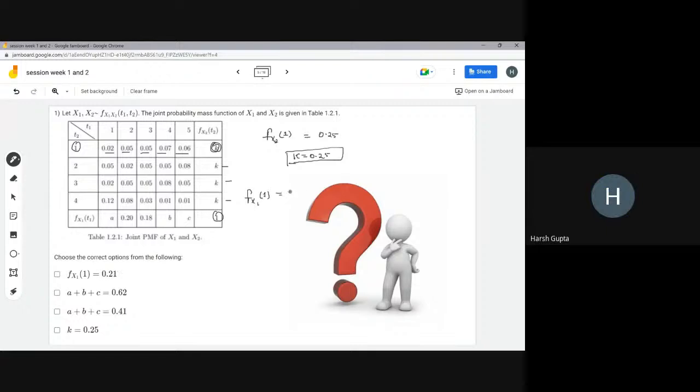So what is A? A will become 0.21. Again, we will find B. B also sums up to 0.21. And C sums up to 0.20. Now A plus B plus C should sum up to 0.62. So here we got this option, this option.